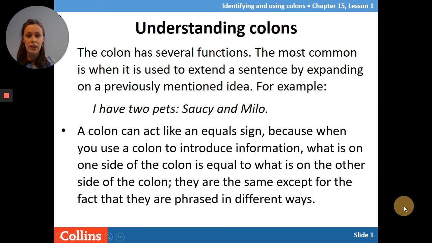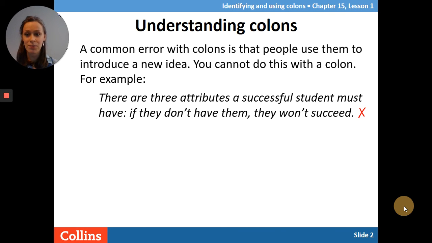A colon can act like an equal sign because when you use a colon to introduce information, what is on one side of the colon is equal to what is on the other side of the colon. They are the same, except for the fact they're phrased in different ways. So the colon acts like an equal sign in punctuation.